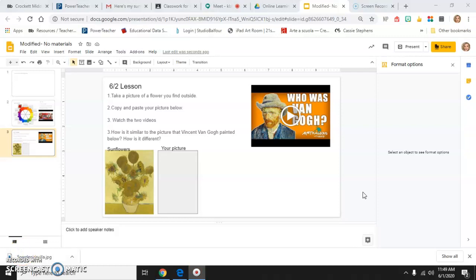For 6-2 lesson, you are going to learn about Vincent van Gogh. Vincent van Gogh painted many different kinds of flowers. The first thing you are going to do is to take a picture of a flower you find outside. You are then going to email yourself the picture that you took.